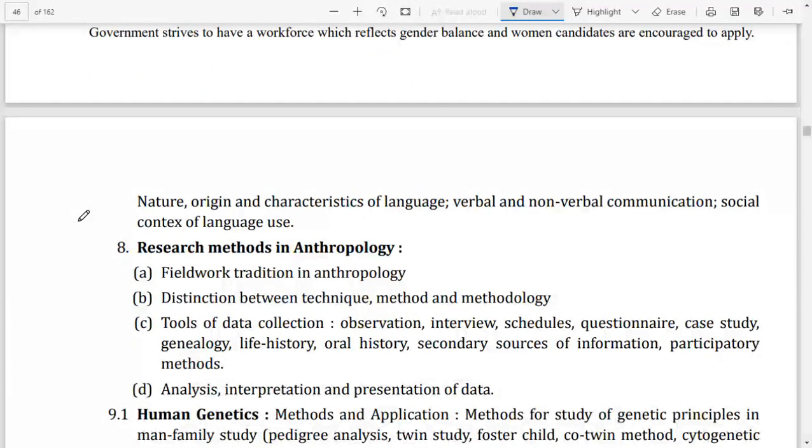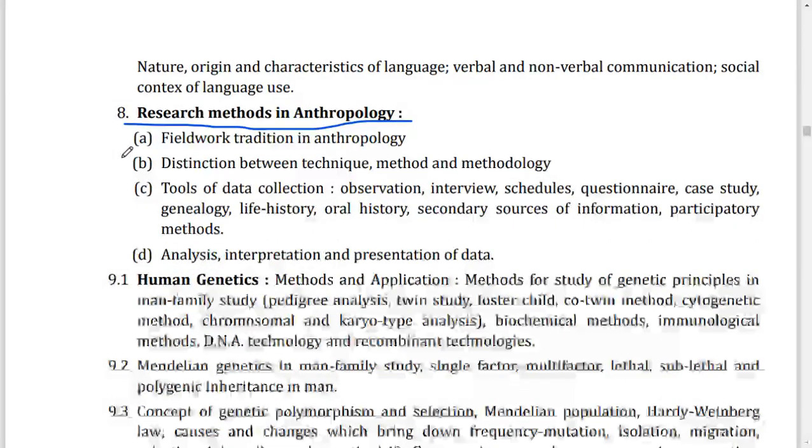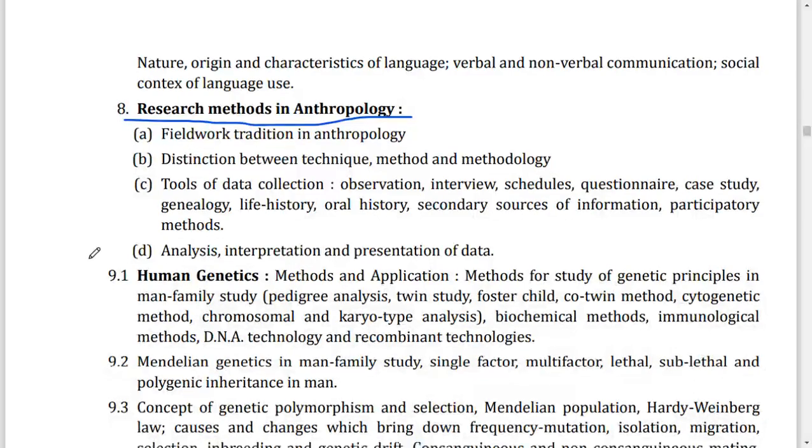Nature, origin, and characteristics of language, verbal and non-verbal communication, social context of language use. 8. Research methods in anthropology. A. Fieldwork tradition in anthropology. B. Distinction between technique, method, and methodology. C. Tools of data collection: observation, interview, schedules, questionnaire, case study, genealogy, life history, oral history, secondary sources of information, participatory methods. D. Analysis, interpretation, and presentation of data.